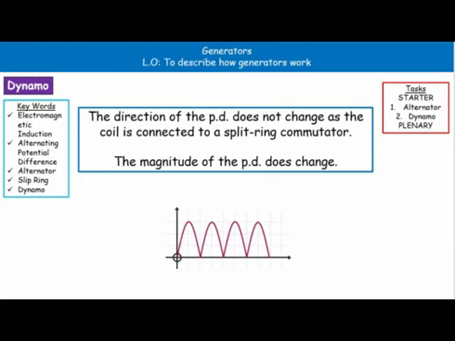Instead, we've got that curve, as we can see at the bottom, kind of like a series of little hills. Now that tells us the magnitude of our potential difference is changing, because obviously when it's closer to our x-axis, then that's a much smaller potential difference than when it reaches the top of that peak, when it's the largest potential difference. So key thing here is that the direction does not change, but the magnitude does change. So make sure you've got those two points written down.